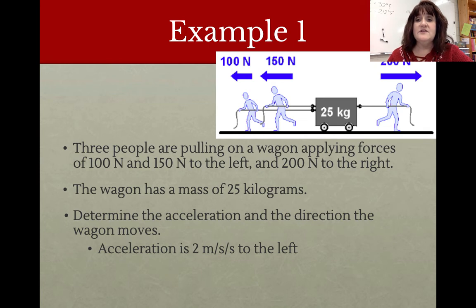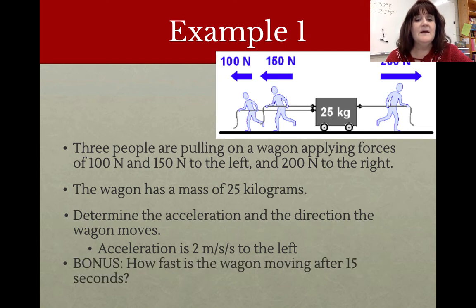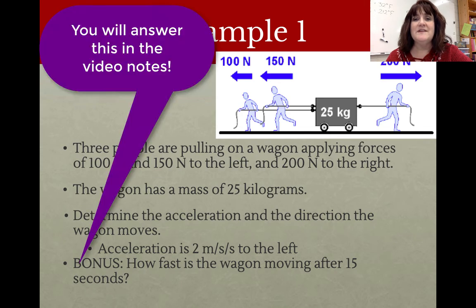Well, the acceleration would be the total force of 50 newtons to the left divided by 25 kilograms to be 2 meters per second per second to the left. Bonus, how fast is the wagon moving after 15 seconds? Here's where we start to pull in units 1 and 2.